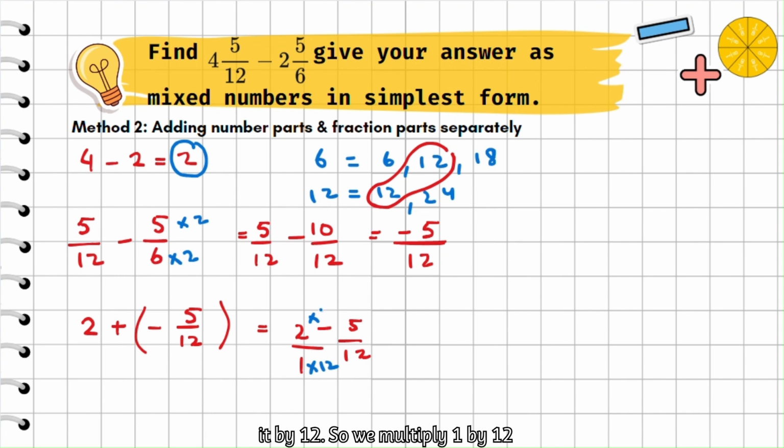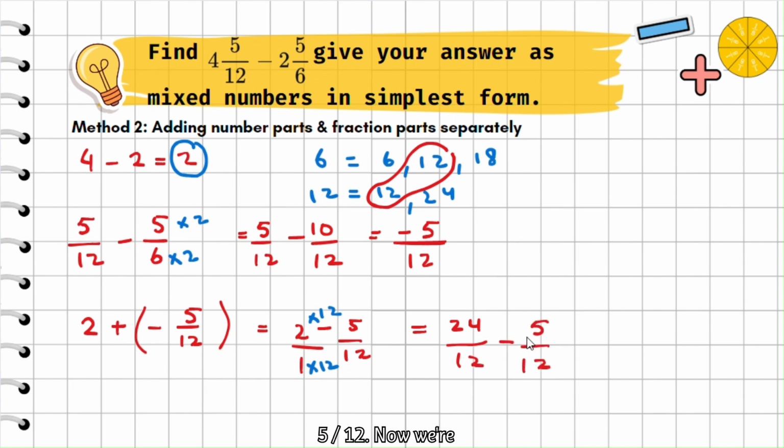So we multiply 1 by 12 and 2 by 12. So that is going to give us 12 times 2, which is 24, over 1 times 12, which is 12, minus 5 over 12. Now we are going to subtract 24 and 5. So 24 minus 5 is equal to 19. So that would be 19 over 12. Remember that the denominator does not change, it stays the same.